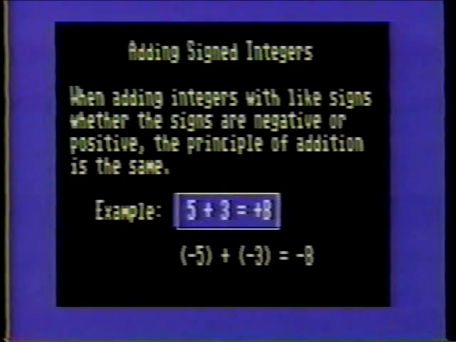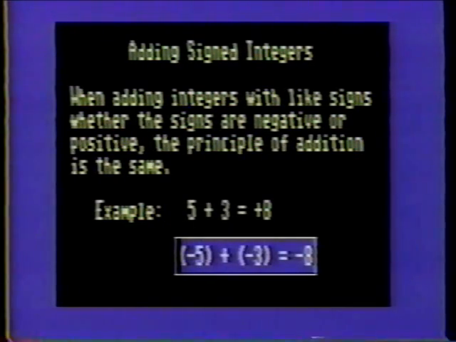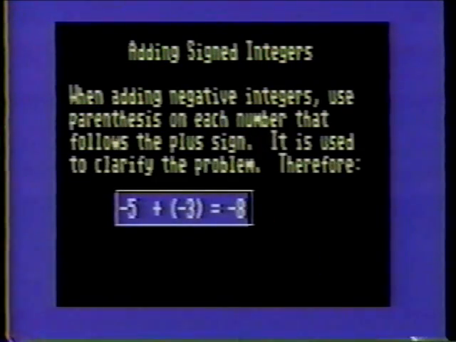When adding integers with like signs, whether the signs are negative or positive, the principle of addition is the same. For example, positive 5 plus positive 3 is positive 8. Negative 5 plus negative 3 is negative 8. When adding negative integers, use parentheses on each number that follows the plus sign. It is used to clarify the problem. Therefore, negative 5 plus negative 3 is negative 8. Note, negative 3 is within parentheses.